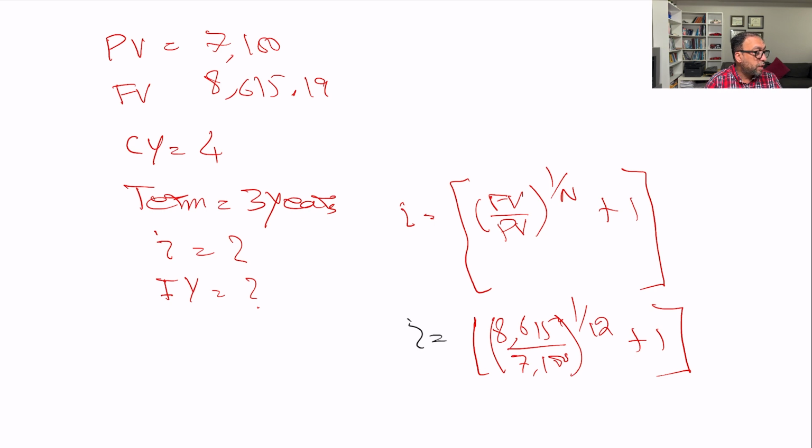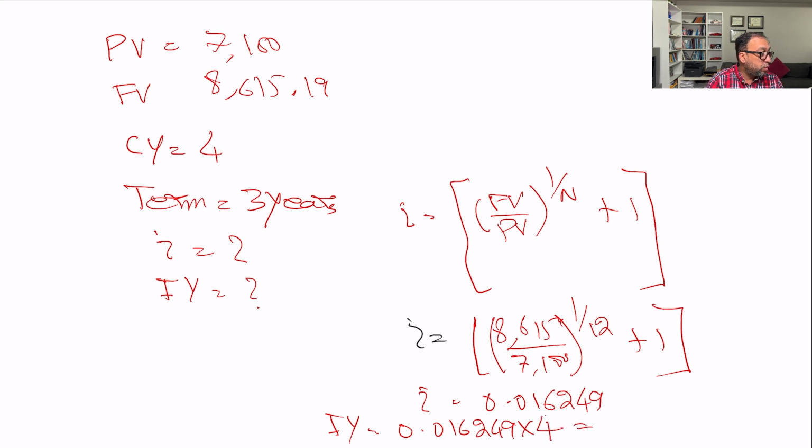If you solve this way, we get I equal to 0.016249, and IY is equal to 0.016249 into 4. So this way, we get 6.5%.